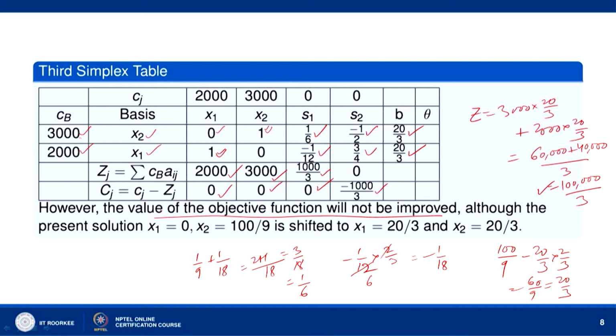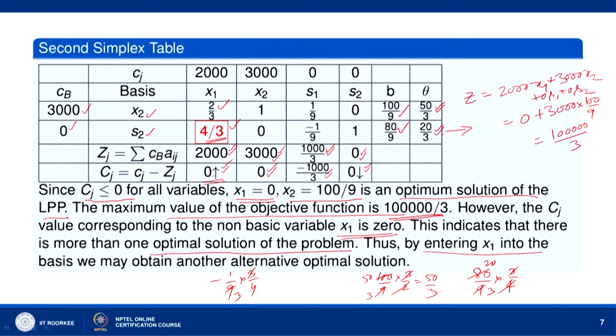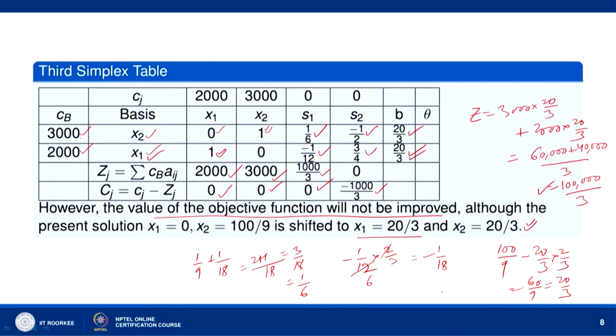But the present solution is now x1 equal to 20 by 3 and x2 equal to 20 by 3. Okay. So, the solution has of course changed from x1 equal to 0, x2 equal to 100 by 9 to x1 equal to 20 by 3 and x2 equal to 20 by 3, but the value of the objective function remains the same. So, we have multiple optimal solutions, but the objective function's value is the same.